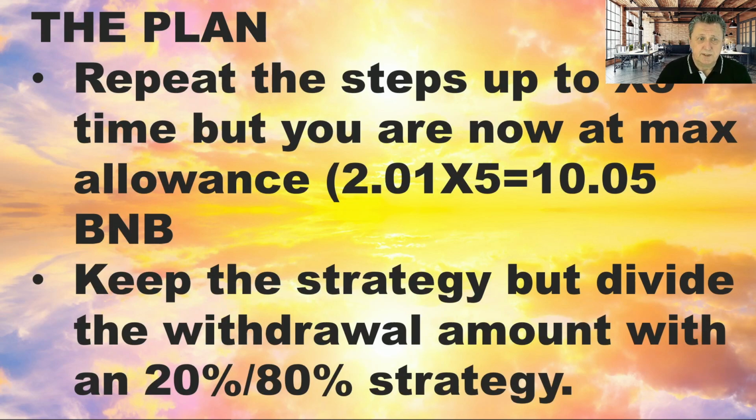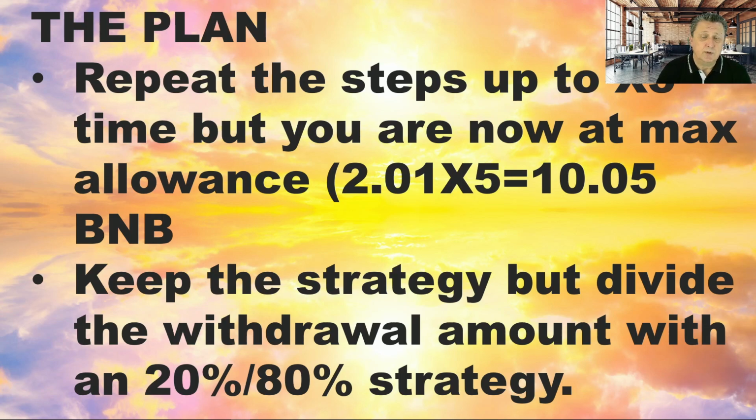From there on, basically you repeat the steps, so up to 5 times. Unfortunately you can't see it, but it says 5 times x5 behind this picture here. And you are now at the max allowance. So again, 2.01 times 5 is 10.05 BNB. And that is basically the end of it.